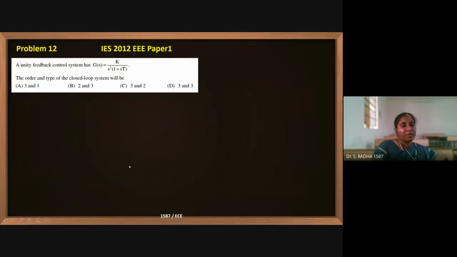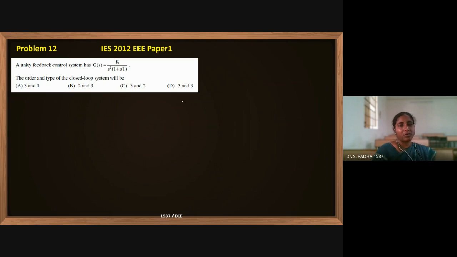A unity feedback control system has G(s) equal to K by s square into (1 plus sT). Find the order and type number of the system.